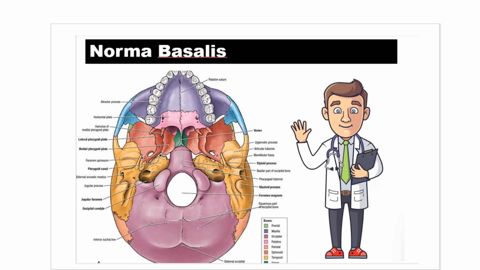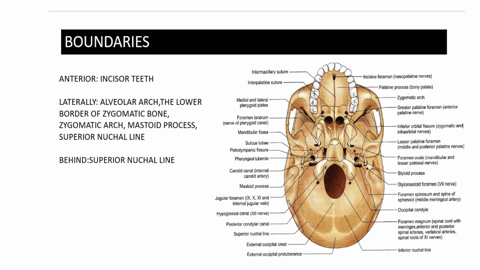Good morning, students. So today we will talk about Norma basalis. So first of all, what is Norma basalis? Norma basalis, the inferior aspect of the cranium, is Norma basalis. It shows how the skull appears from underneath. We will discuss the boundaries of the Norma basalis.